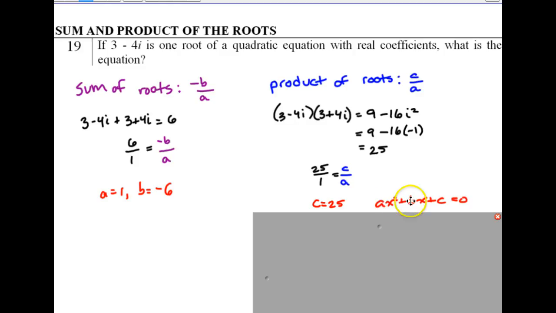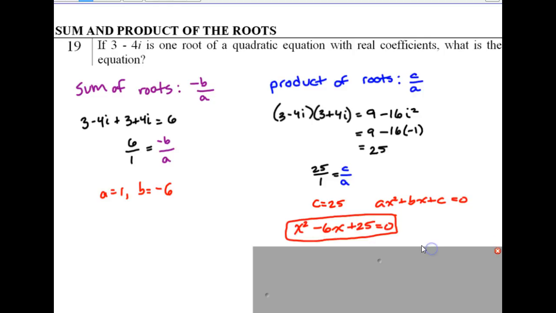So remember, the a, b, and c are the coefficients and the constant in the quadratic equation. You just put those into place. Make sure you're writing an equation. It stinks to have done all this good work and not put the equals 0. But the equals 0 is necessary in order for us to have roots such as 3 minus 4i.